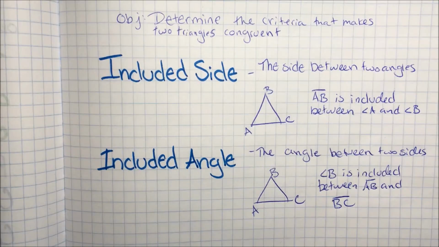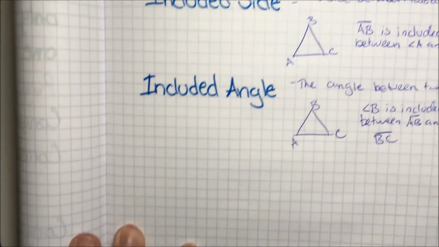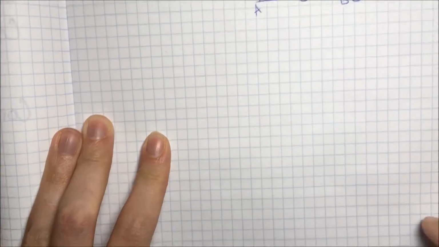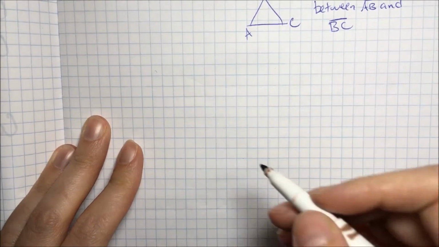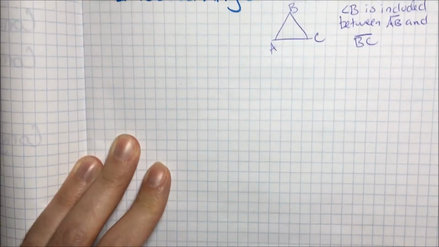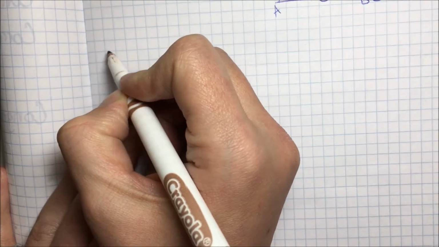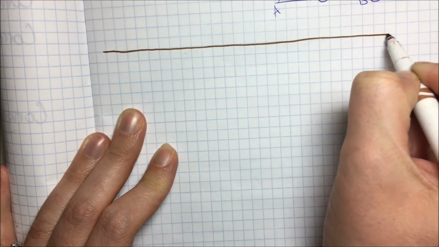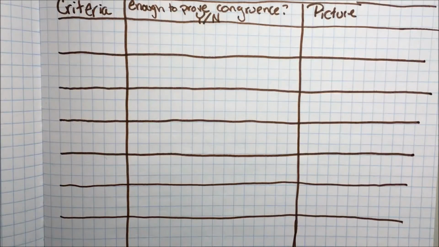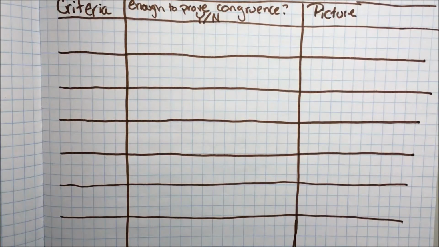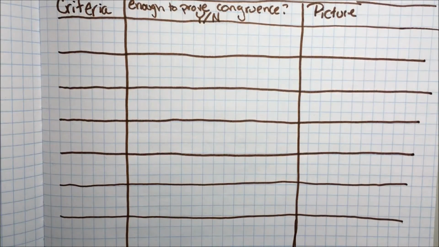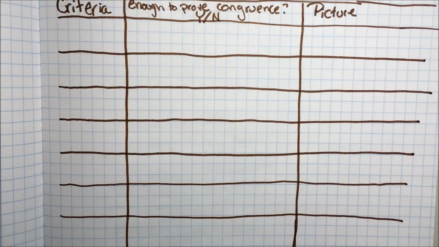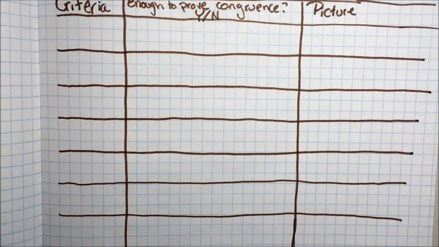And where I want to pick up is congruence criteria. For congruence criteria, we're going to start out by making a little table on the bottom half of our page here. You know what? We have that nice little chart made. Let's start filling it in. So I'm going to be looking at the minimum amount of information I need about two triangles to say whether or not they are congruent.